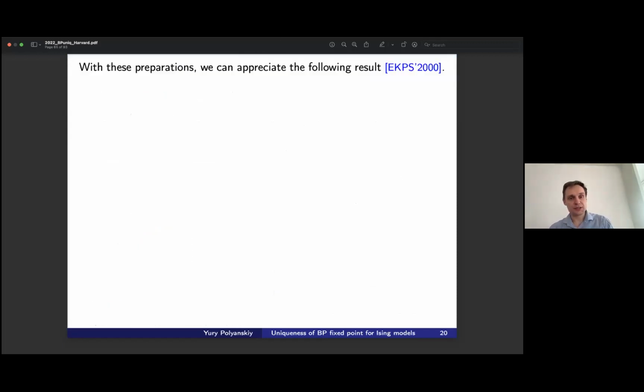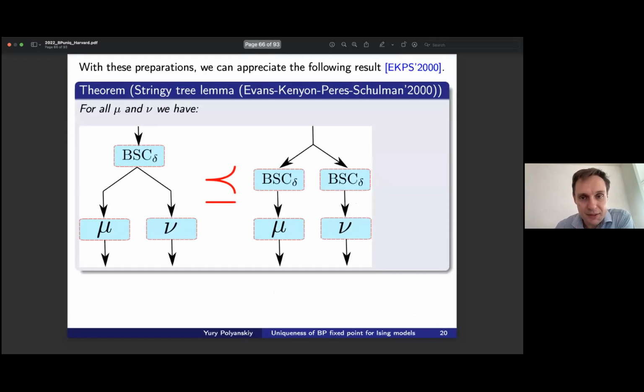Now I wanted to give you some high-level proof ideas, because I think they will show you just how cool this graphical language is. First of all, let me mention a key lemma that has been used in this field since 2000, and it's due to these four illustrious professors, Evans, Kenyon, Peres, and Schulman.